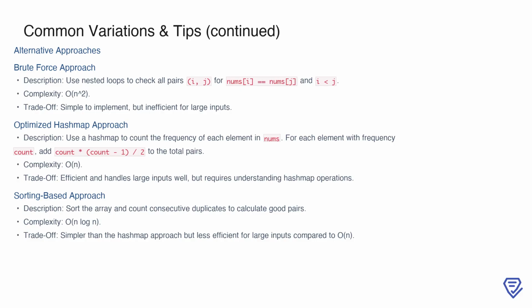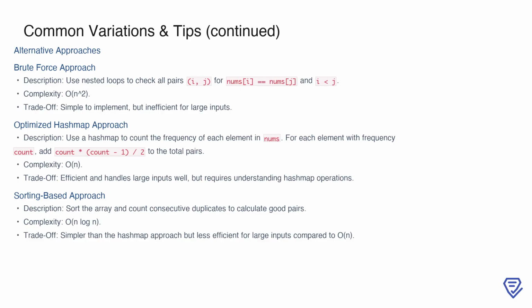For each unique element with frequency count, you compute the number of good pairs using the formula count*(count-1)/2. This approach reduces the complexity to O(n), making it ideal for larger datasets, though it requires a solid understanding of hash map operations. Lastly, there's the sorting-based approach, where you sort the array and count consecutive duplicates to calculate good pairs. With a complexity of O(n log n), this method is less efficient than the hash map approach but may be easier to grasp for some.